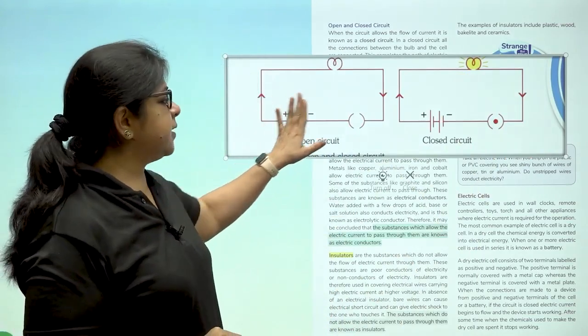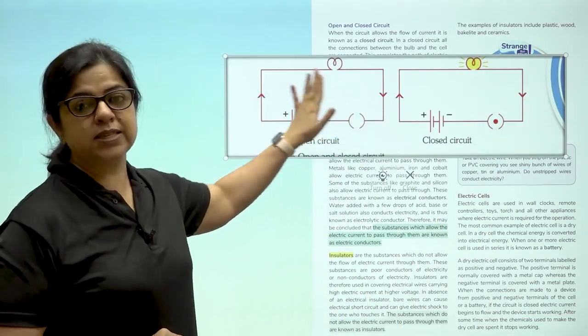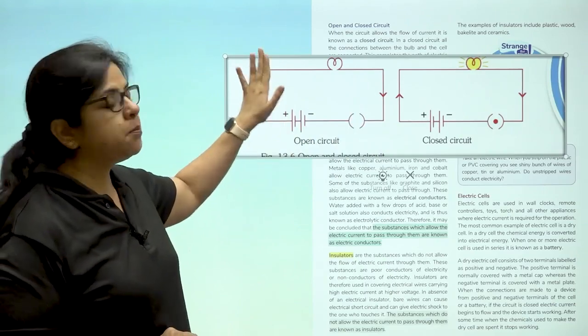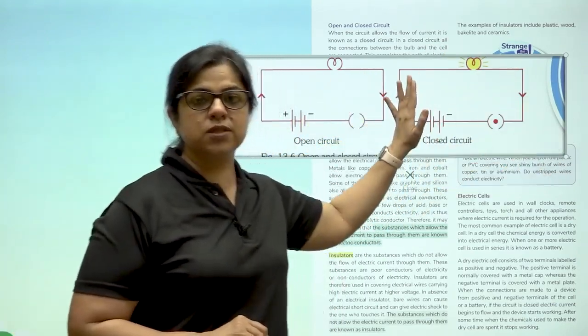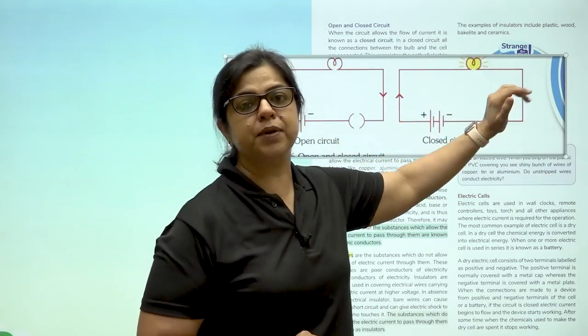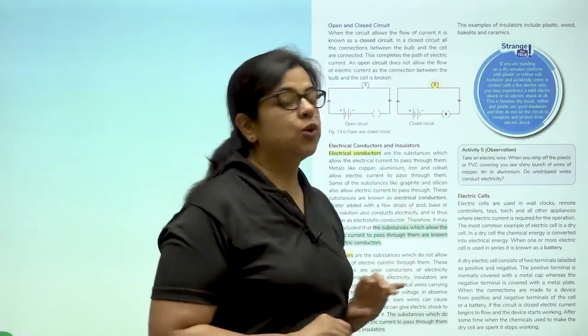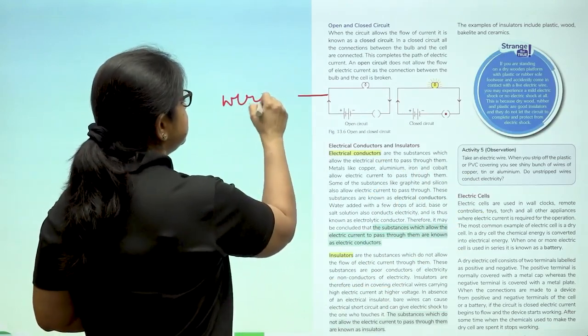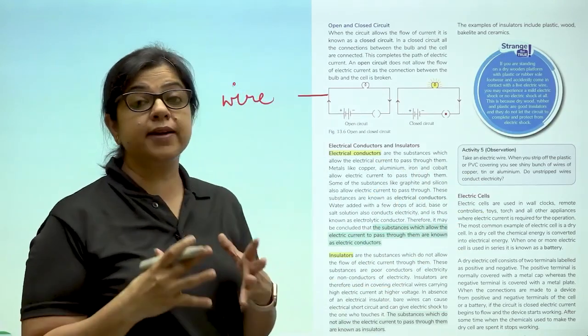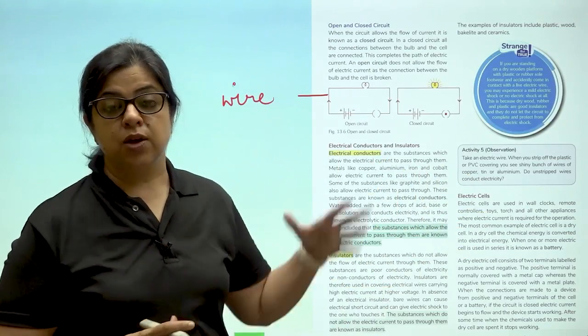So, this circuit in which the switch is not closed is the open circuit, where the bulb will not glow. And this is the closed circuit where there is no gap, because of which the bulb is glowing. Now, as I said, this is the wire. Now, what kind of wire are you going to use?